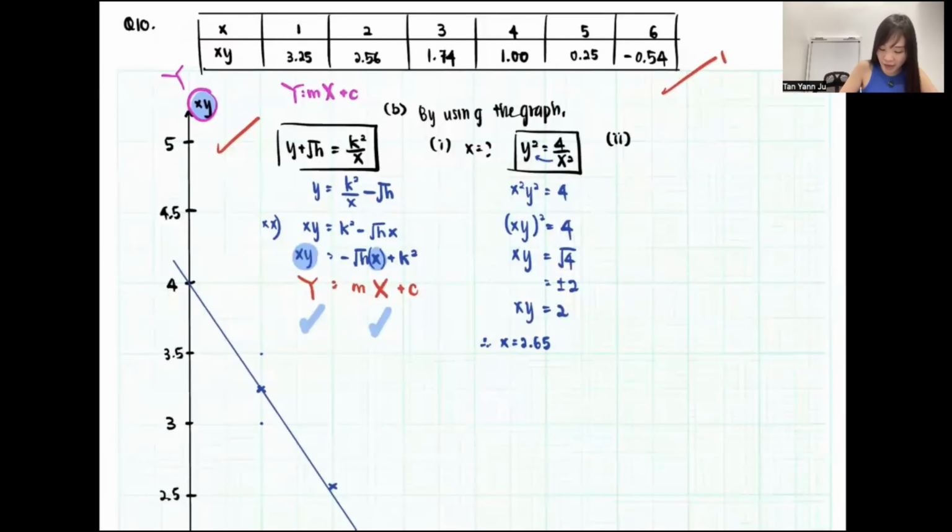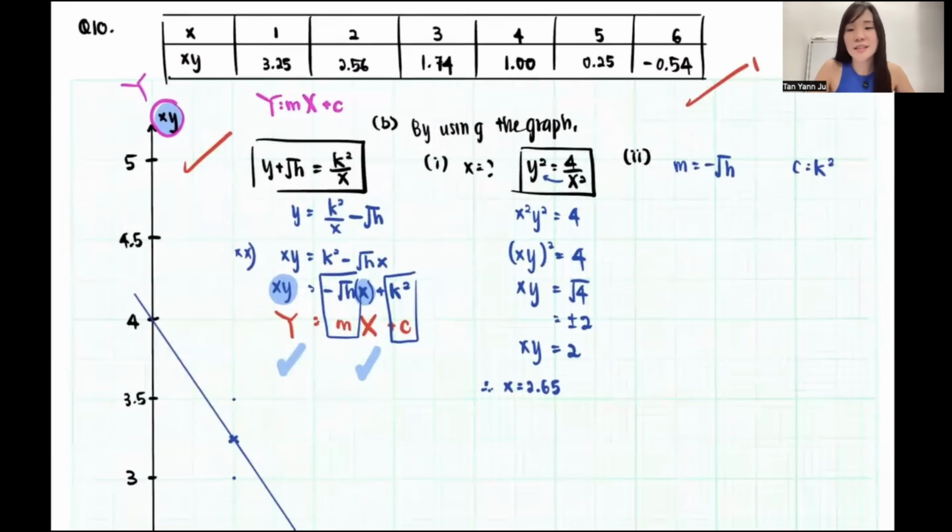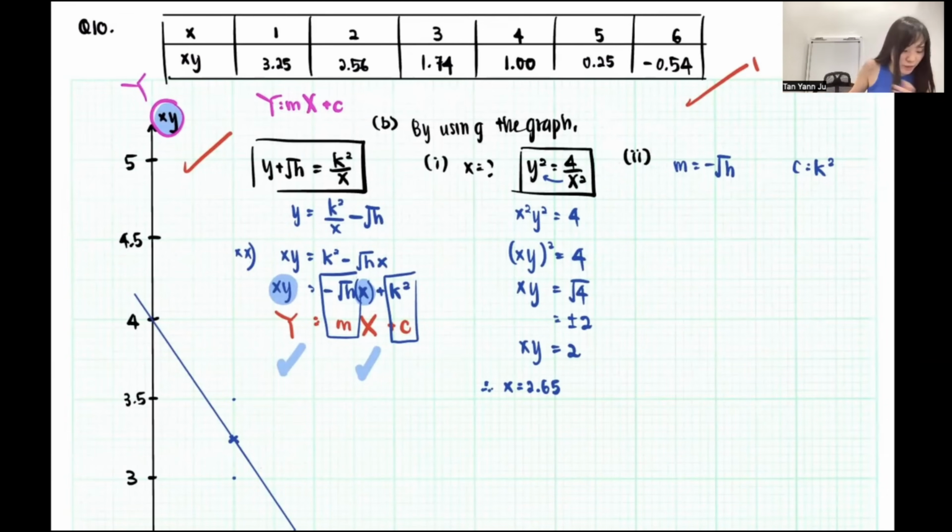Then under compare, I know the position of gradient is supposed to be negative third H. The position of C is supposed to be K squared. Can you guys all see that? So that means now to get your H and K answer, just need to have your M and C. C is the easiest. C stands for your y-intercept. So I look at my graph, I straight away know my y-intercept here is 4. So that means my C is 4.